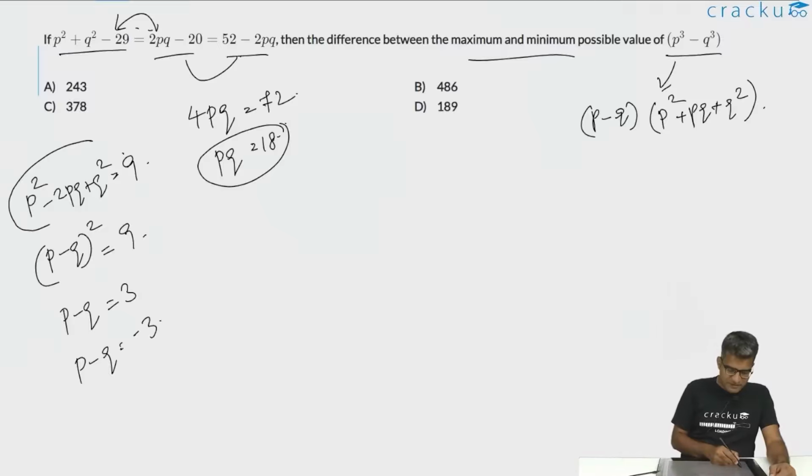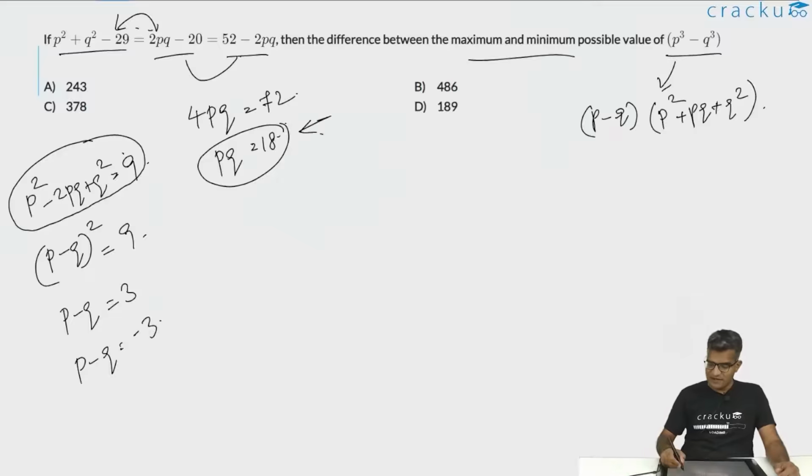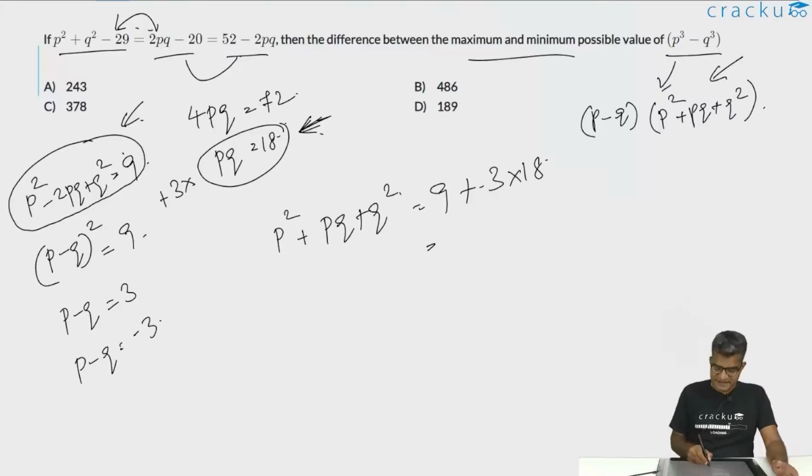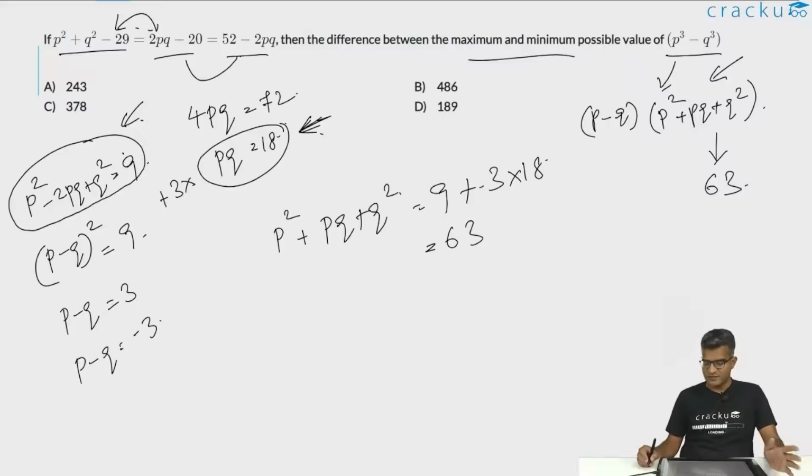But from p square minus 2pq plus q square and from pq is equal to 18, you can actually calculate the value of p square plus pq plus q square. How can we calculate it? Because if you add p square minus 2pq plus q square plus 3 times pq, what you're essentially going to get is p square plus pq plus q square. This is equal to 9 plus 3 times 18. 3 times 18 is 54 plus 9 is 63. So p square plus pq plus q square is equal to 63.